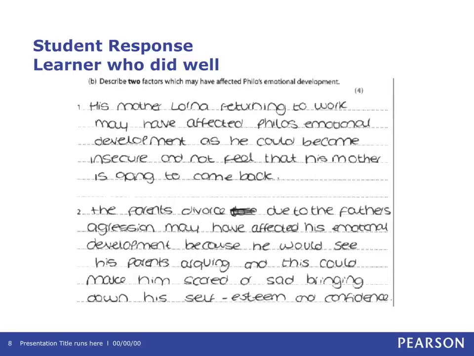Here is an example of Question 2B, which carries a total of 4 marks. Here the learner has gained full marks, as the learner has correctly identified factors in Philo's life that may affect his emotional development, and how this could manifest through his behavior.